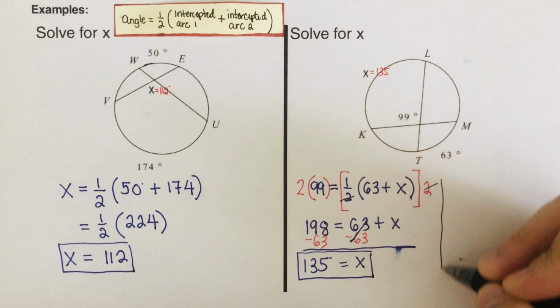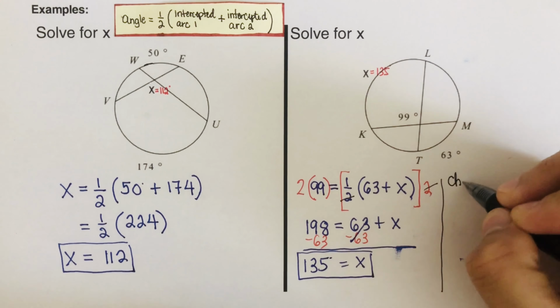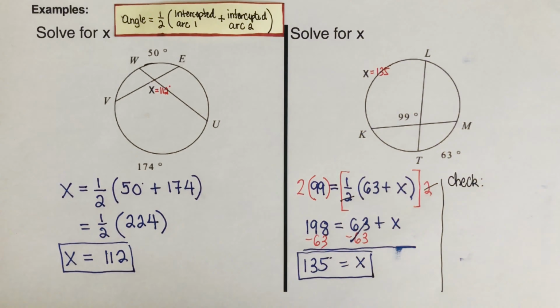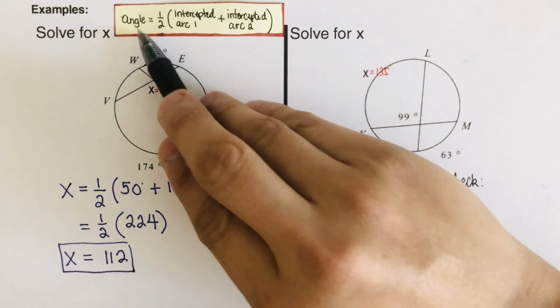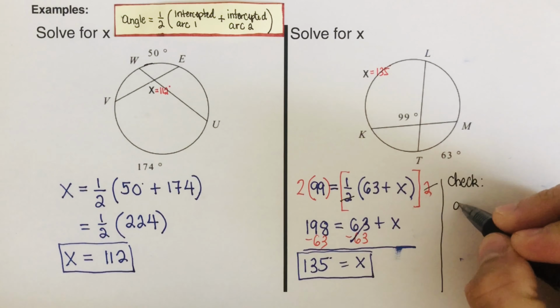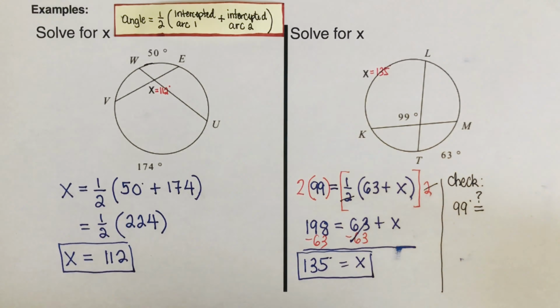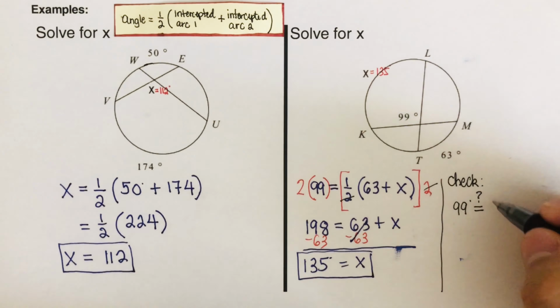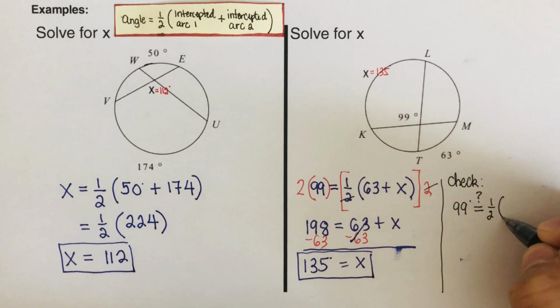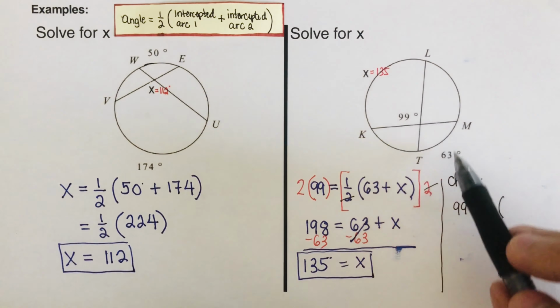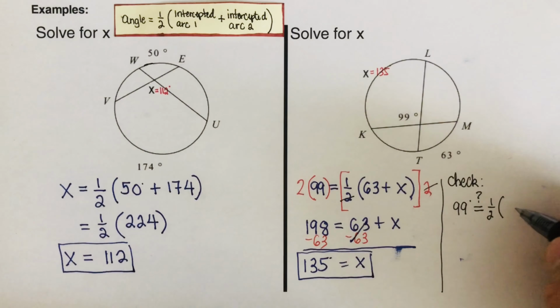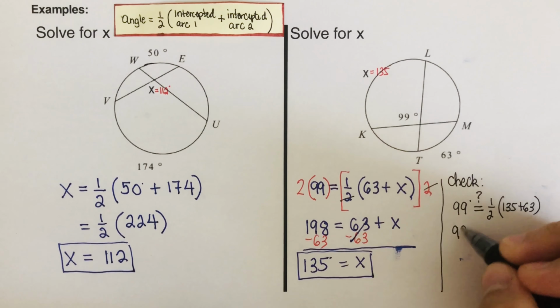Now, how do we know if our answer is correct? So we can go ahead and check. I'm just going to show the checking process over here. So we plug those values in. So we have 99 is the angle. We're not sure if that would be equal to, so I'm going to put a question mark because we're not sure if they're equal yet. So we have 1/2 of the first intercepted arc. Again, you can put any of these, it doesn't really matter. But we're just going to write 135 first plus 63.